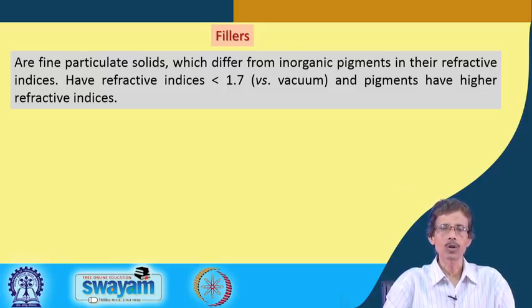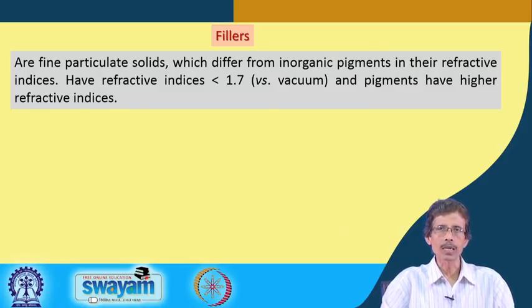because in today's class we will also discuss the different types of inorganic pigments and how we define them, which are industrially very important, and we produce large amounts of those pigments in industry. They are different from the pigments in terms of the refractive index. If their refractive index is less than 1.7 versus vacuum, then pigments have a higher refractive index, which means they have higher scattering power.